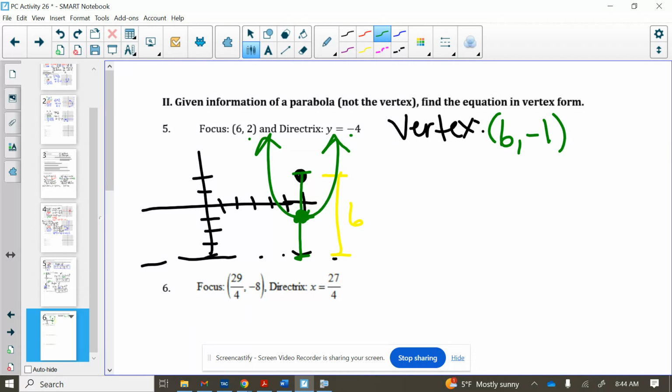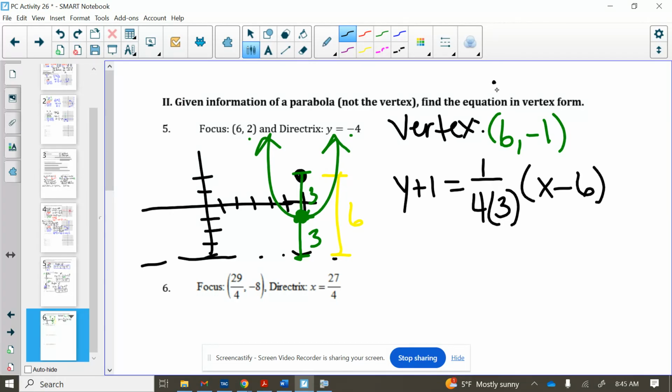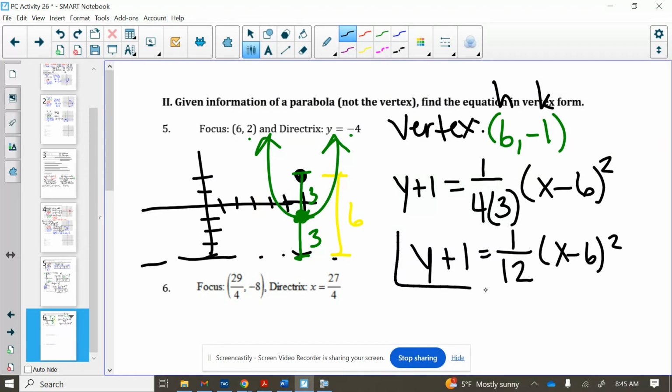Well, now this turns into a little bit of what we were just doing on the last examples, because now we know it's an upward-facing parabola, so it's going to be y minus our k value, so y plus 1, and then 1 over 4 times our d value, which we know that vertex is 3 units from either the focus or the directrix, and then x minus that h value, which is 6, quantity squared. So our final answer is going to end up simplifying to be y plus 1 equals 1/12 times x minus 6, quantity squared.